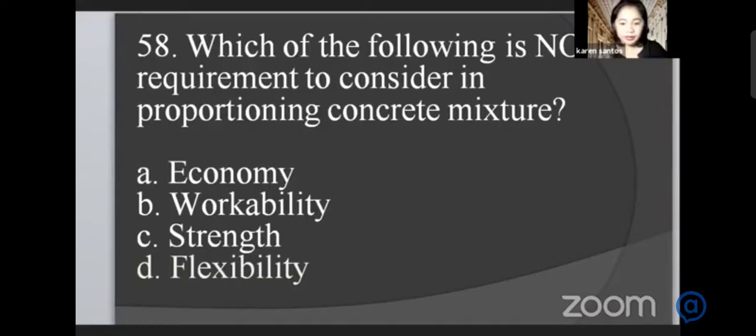Okay, next question. In number 58, which of the following is not a requirement to consider in proportioning concrete mixture? A. Economy. B. Workability. C. Strength. D. Flexibility. Again, which of the following is not a requirement to consider in proportioning concrete mixture? A. Economy. B. Workability. C. Strength. D. Flexibility.